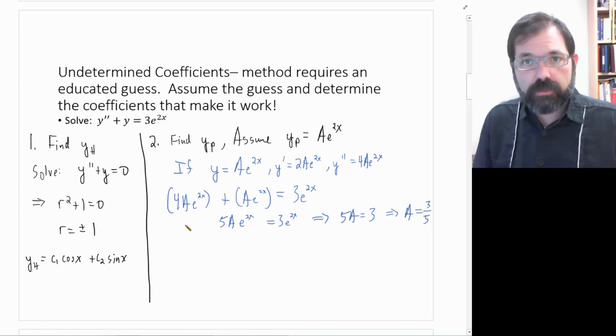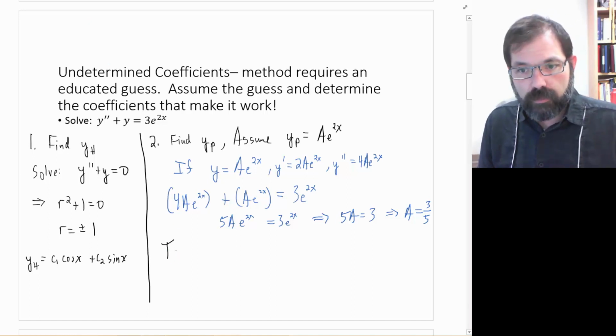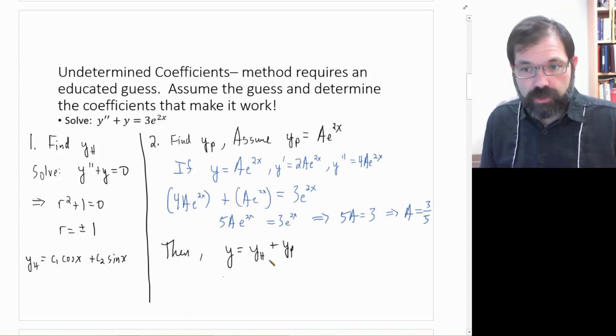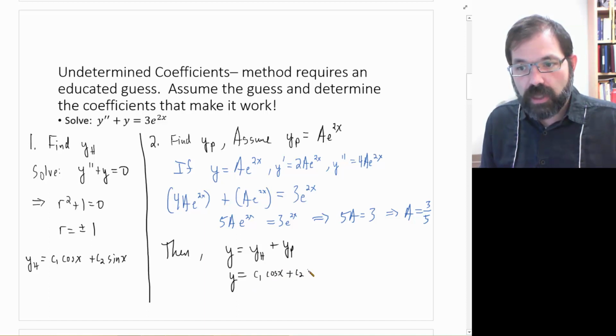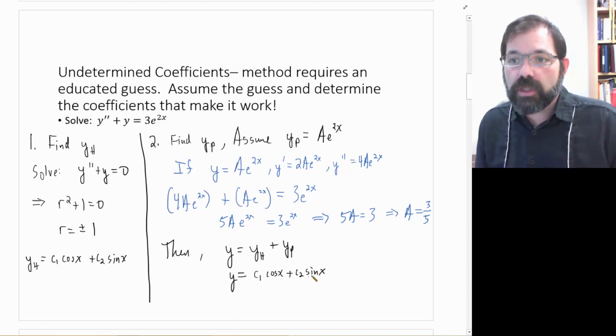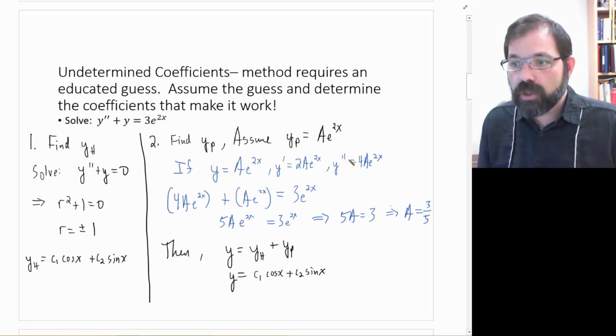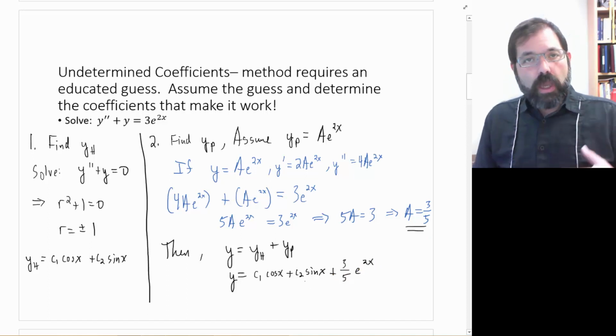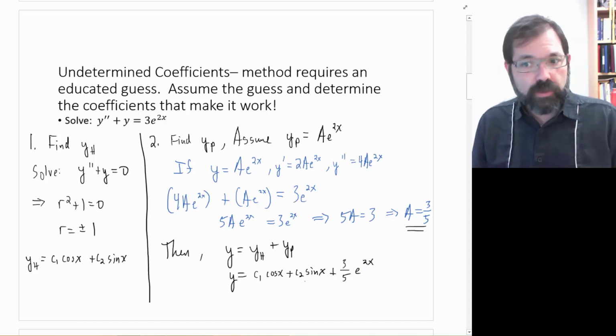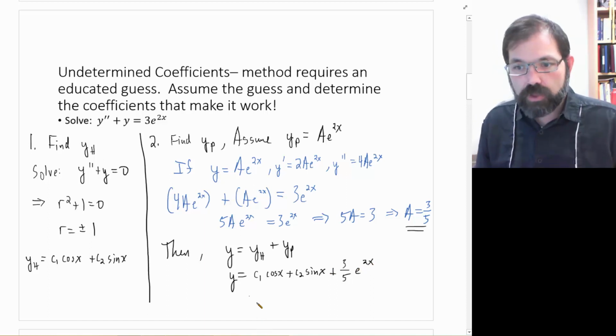What this tells us is then y is equal to y sub h, the homogeneous solution, plus y sub p, the particular solution. And so y is equal to c1 cosine x plus c2 sine x, and then the particular solution was a e to the 2x, where a is 3/5, so plus 3/5 e to the 2x.